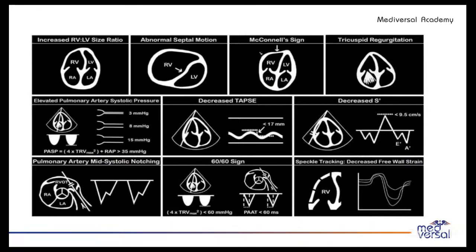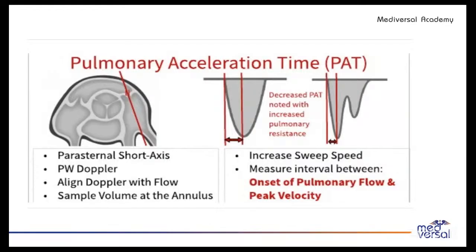Generally, when there is pulmonary embolism, with high pressures of the pulmonary artery, the RA and RV will be dilated. When there are high pressures, the septum is shifted towards the LV, and there will be tricuspid regurgitation and reduced TAPSE. I will go through them one by one, and see what pulmonary acceleration time is.